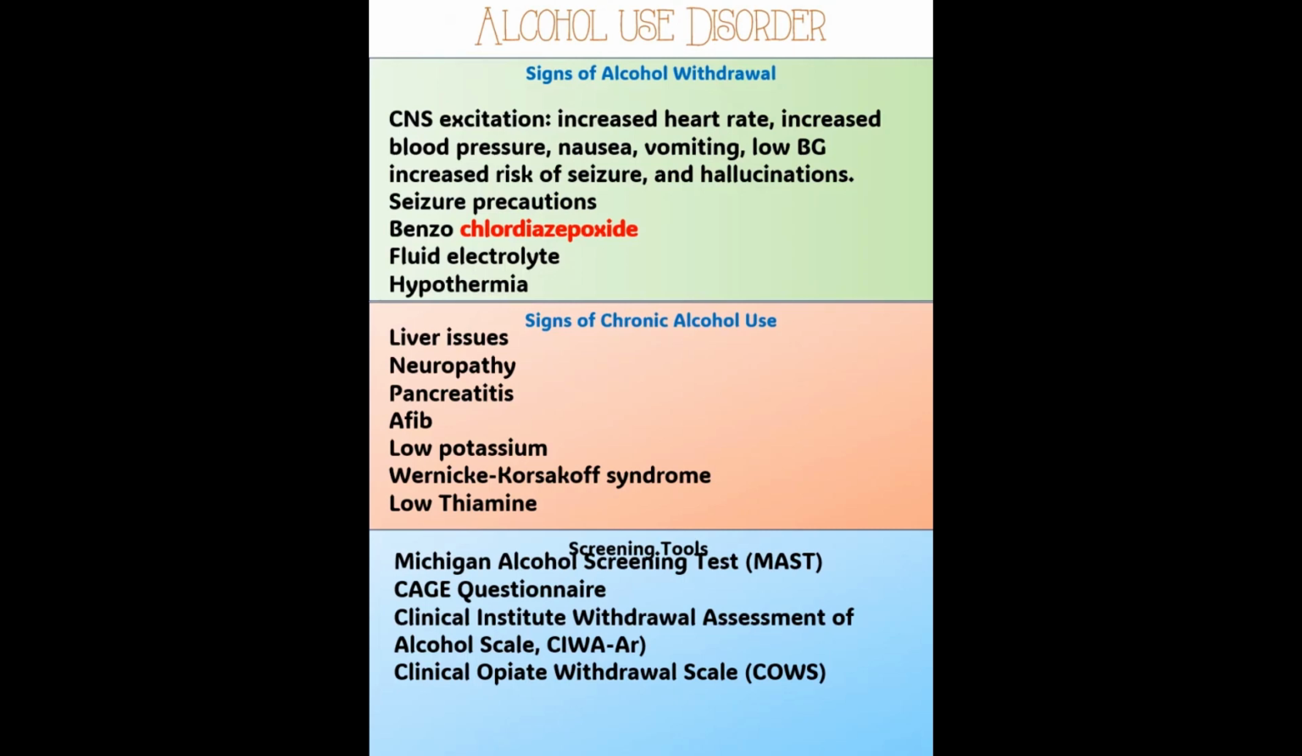So now we have our alcohol use disorders. Looking at our signs and symptoms of alcohol withdrawal, we have our CNS excitation, where we have the tachycardia, hypertension, nausea, vomiting. We will have a low blood glucose. My students usually struggle with this because they know that alcohol usually has a lot of empty carbs in them, but because of how it manifests through the body and through the liver, it actually causes a low blood glucose.